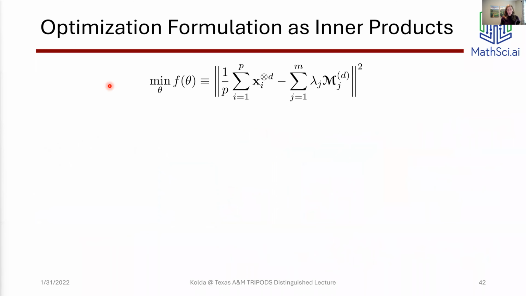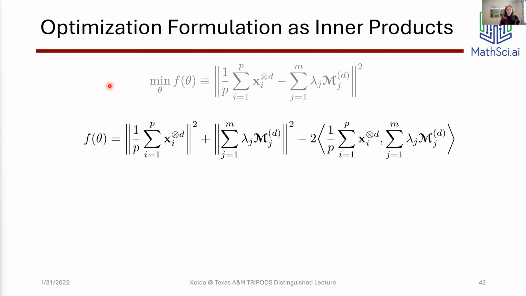So if we look at this optimization formulation, can we write it as inner products again? So we do the same trick. It's the norm squared of the first term plus the norm squared of the second term minus 2 times their inner product.